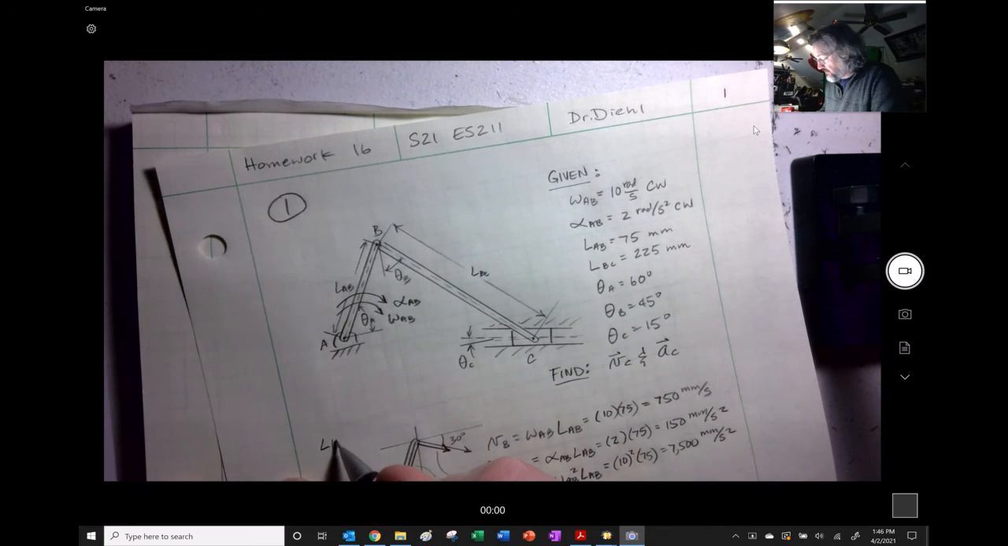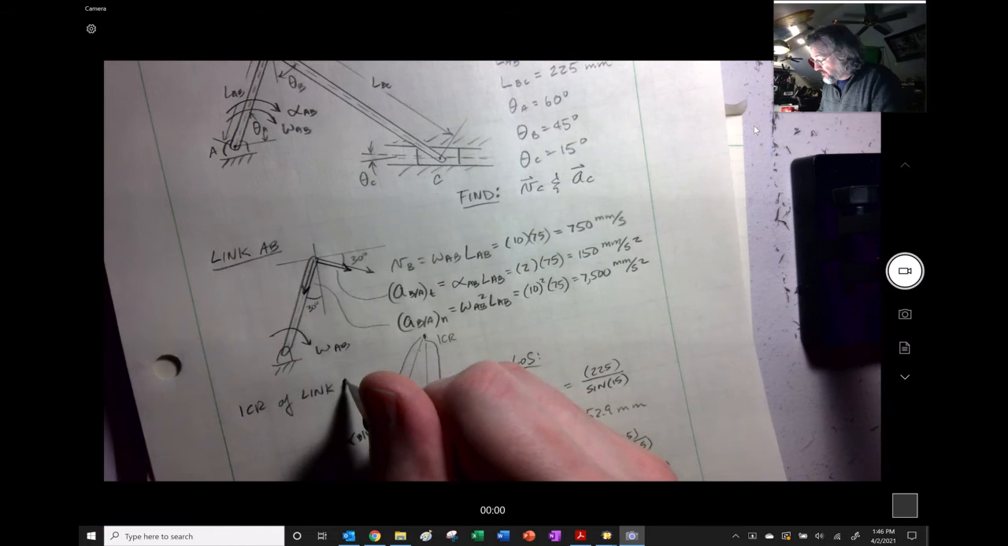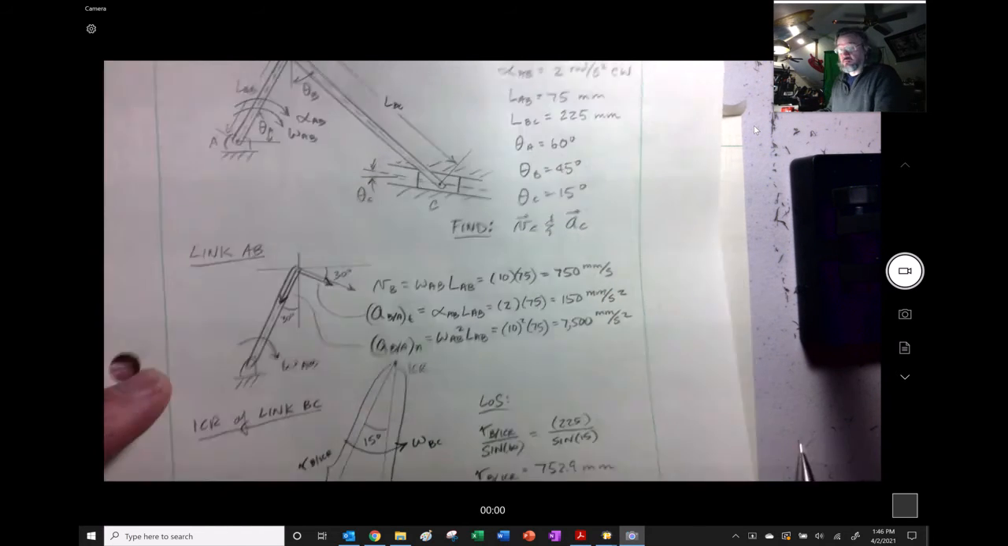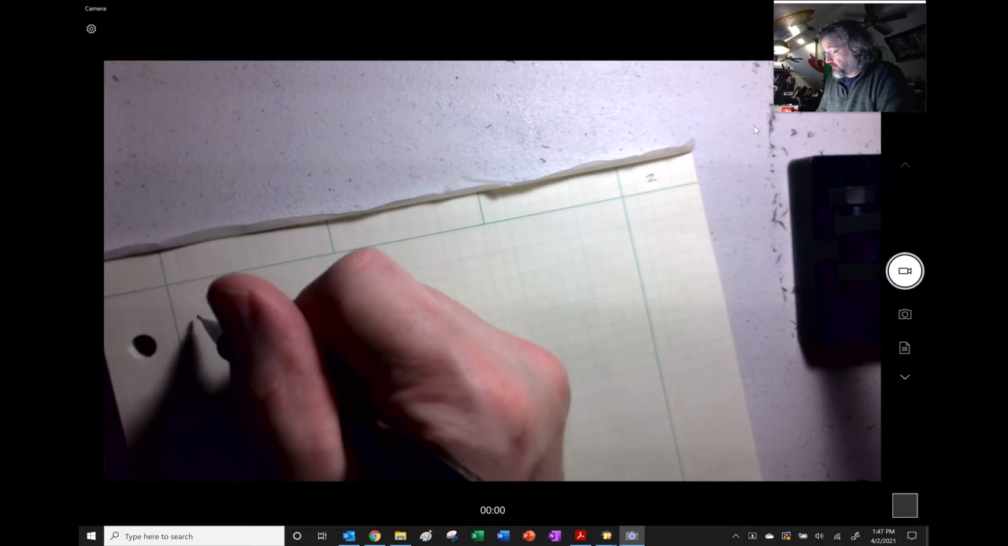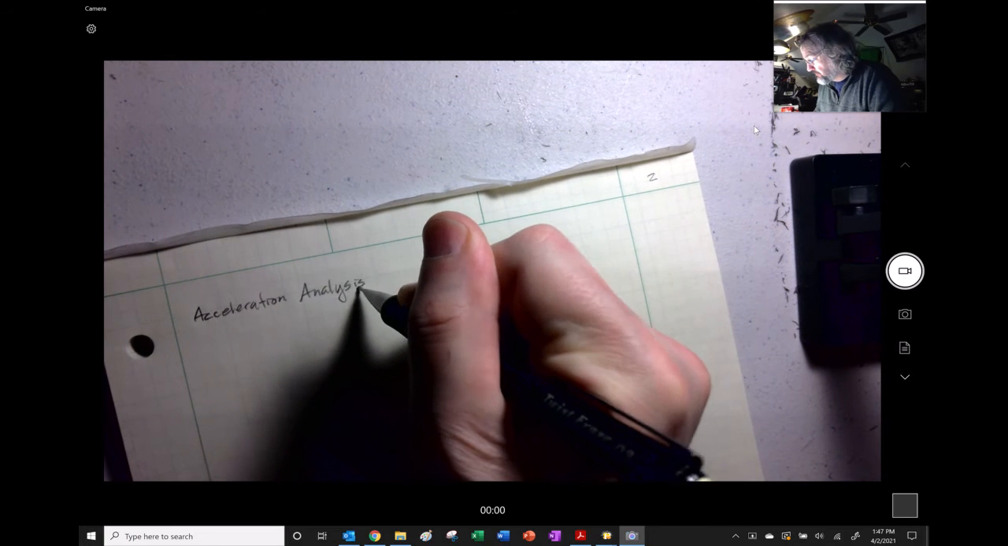And now we want to get the acceleration analysis of link BC. And I should actually just start right down here. Link AB, and then ICR of link BC, I'm trying to write these things out here, and then acceleration analysis of link BC.